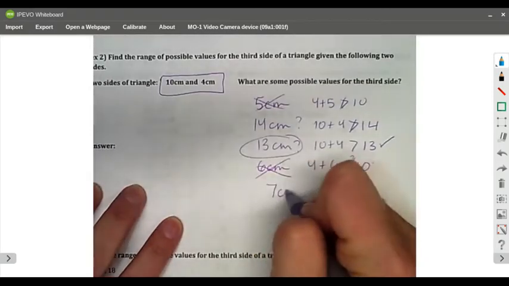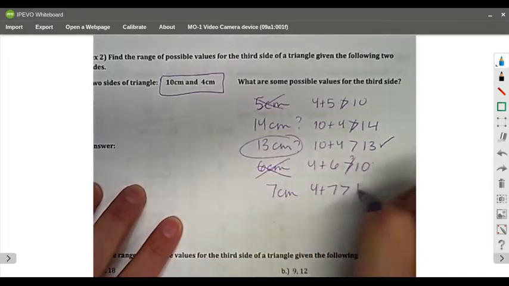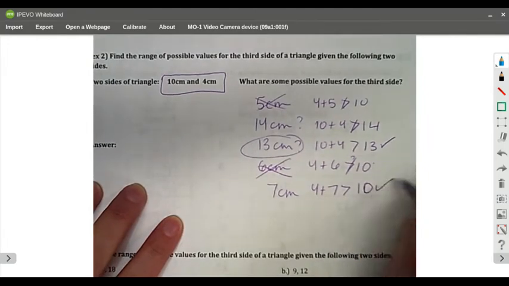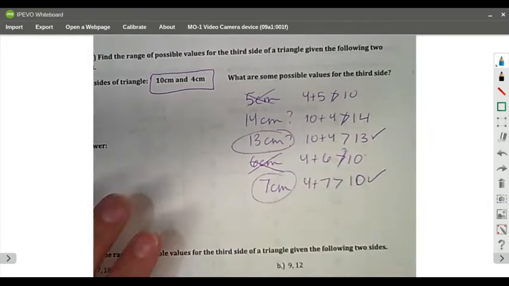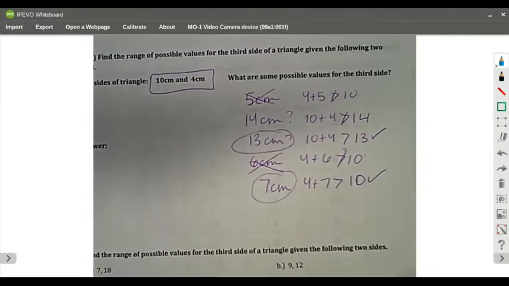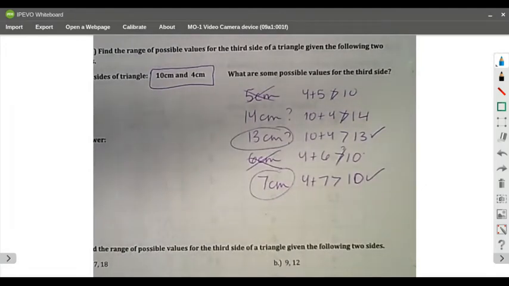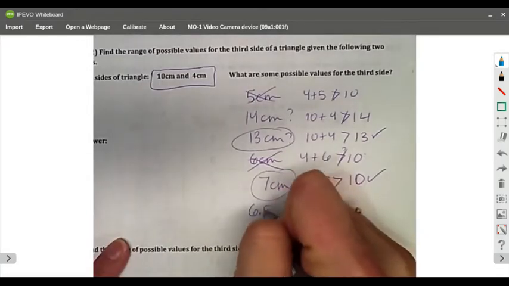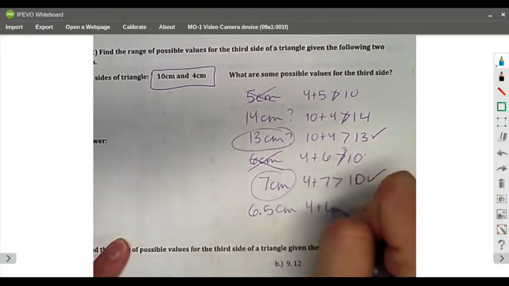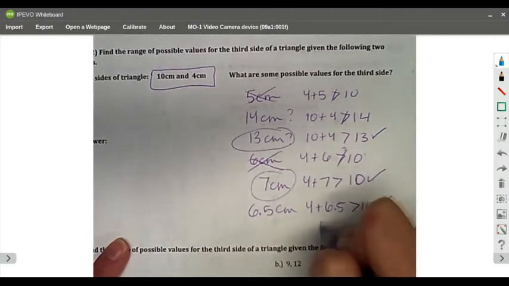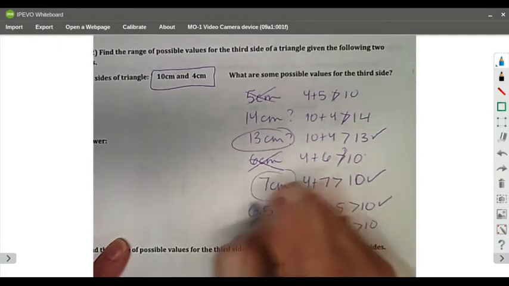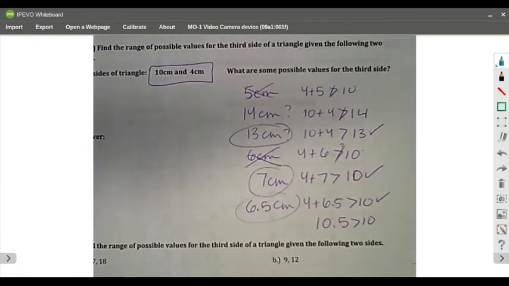Okay, so 7 must work then, right? So 4 plus 7 is 11, which is bigger than 10. So 7 works. A lot of times kids for this will say, oh, it's between 7 and 13. But kids forget that there are decimals, like 6.5. Would 6.5 work? Well, 4 plus 6.5 is bigger than 10. So 6.5 would work. What about 6.1? Well, 6.1 plus 4 is 10.1, and that's bigger than 10.